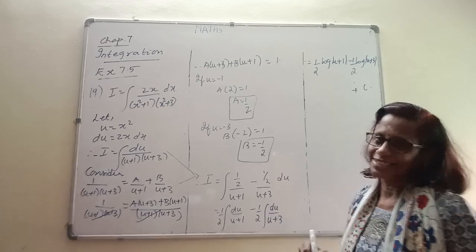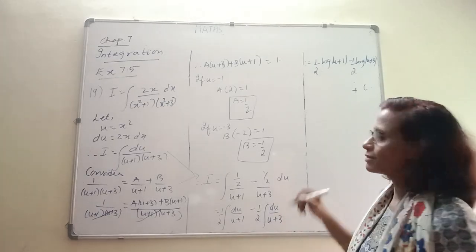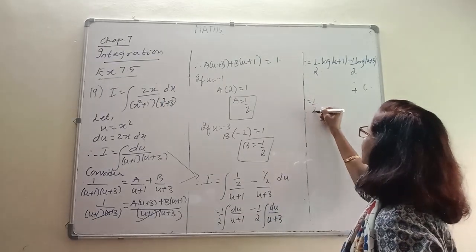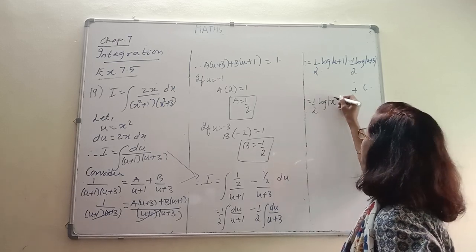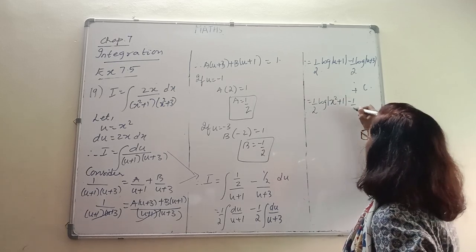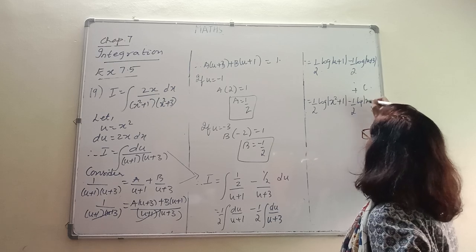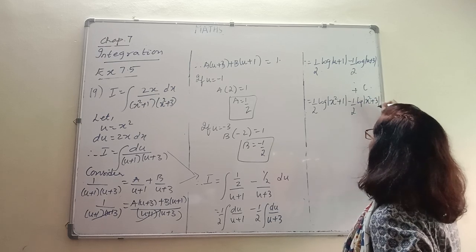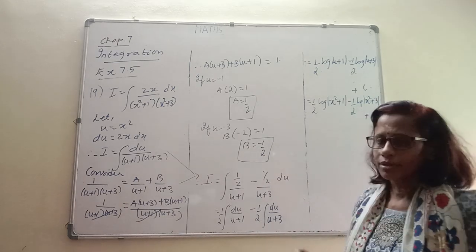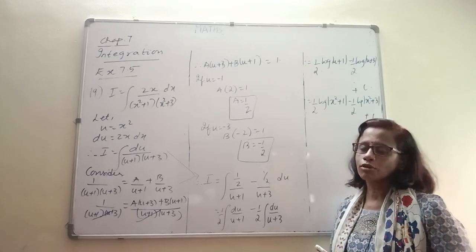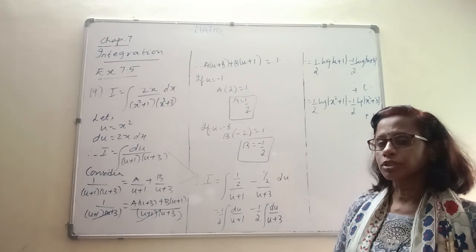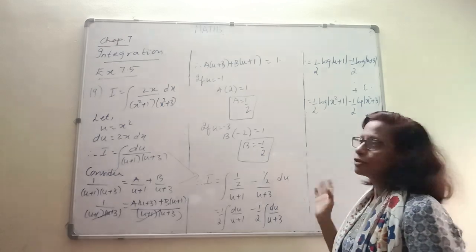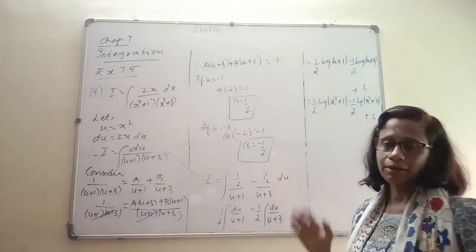Now, u is our creation, so we cannot leave the answer here. Let's come back to x. So it will be half times log modulus of x squared plus 1, since u is x squared, minus half log modulus of x squared plus 3, plus C. That's all. And of course, as I always tell you, with the logarithm you have your own choice of whatever modifications you want to do as per the logarithmic properties. You will have equivalent results coming up from there.